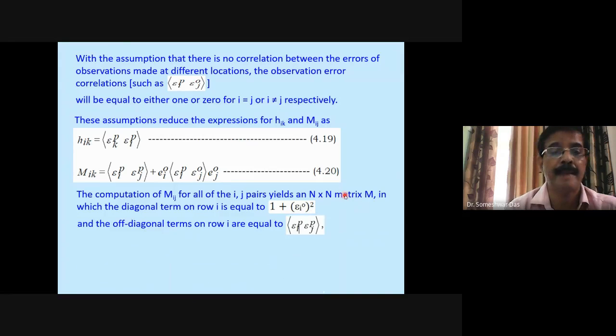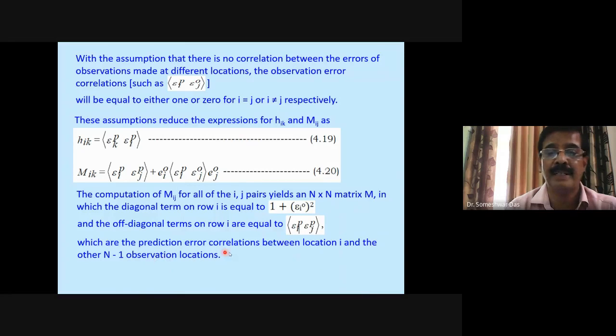Okay, and the off diagonal terms on row I are equal to the correlation between epsilon IP and epsilon JP, which are the prediction error correlations. These are the prediction error correlations between location I and J. P is indicating the prediction error, between the point I and J and the other n minus one observations.